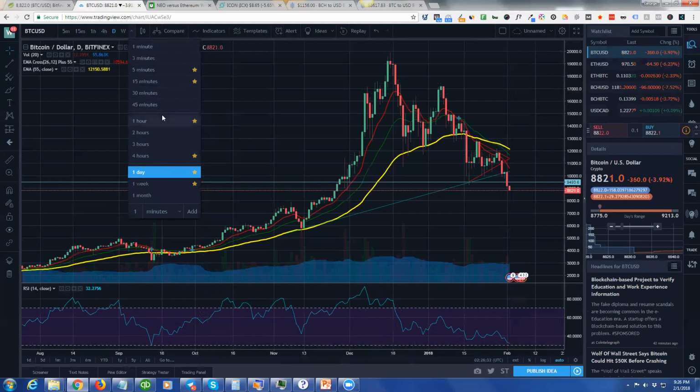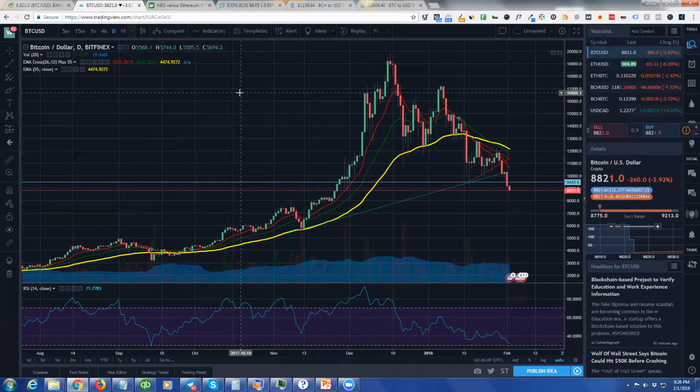If you're more a swing trader and you're just worried about 4-hour, daily, weekly, you can just select those. But I do both. So I like to know what's going on short term and long term. I like to analyze where the market's going and what it's doing. So that's how you set your charts.